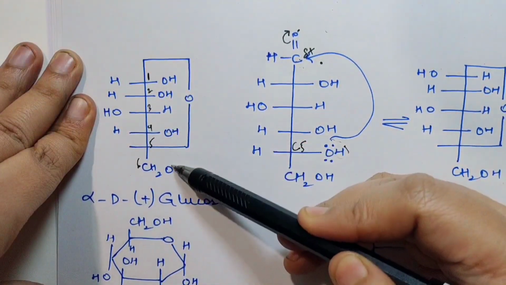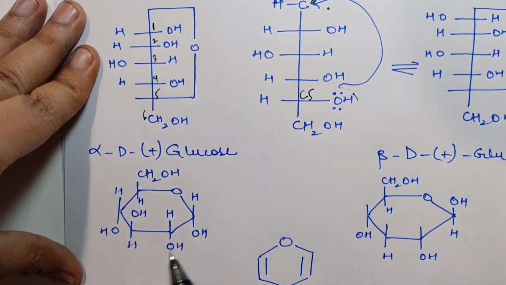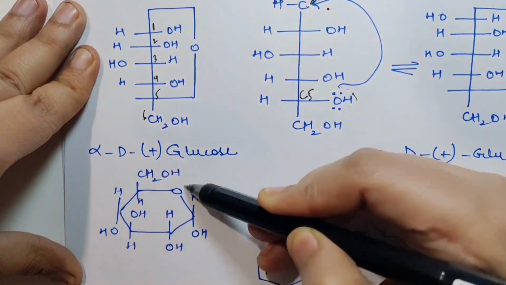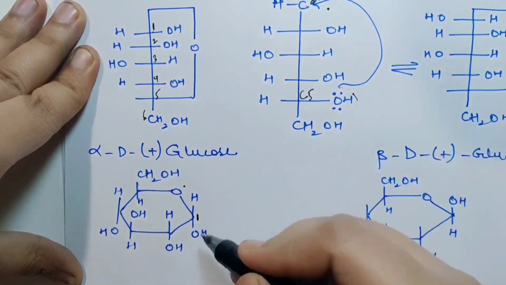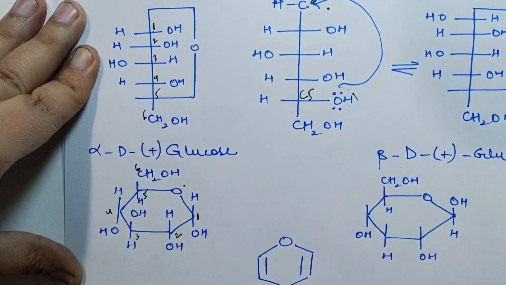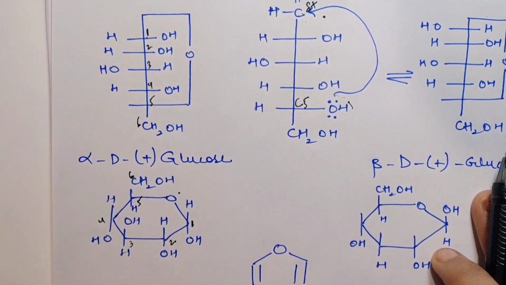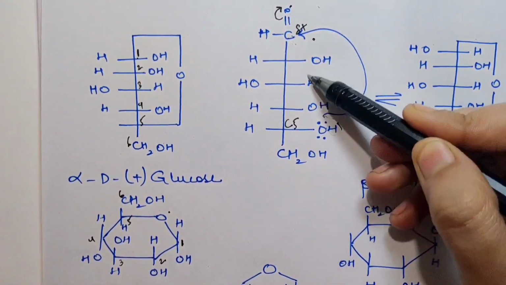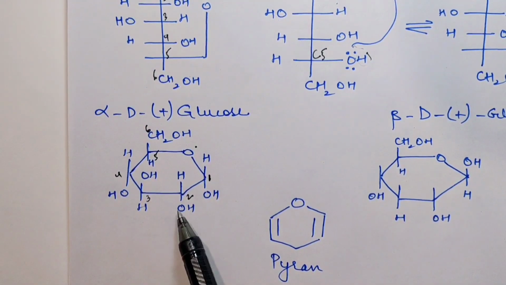Now, if you have to draw this in a hexagonal form, you draw it like this. This O being here, and then the first carbon is here. Okay, so first carbon, second carbon, third, fourth, fifth, and then this is the sixth. Now you remember last time we remembered the sequence of OH as OH, OH, H, OH. The same sequence applies here.